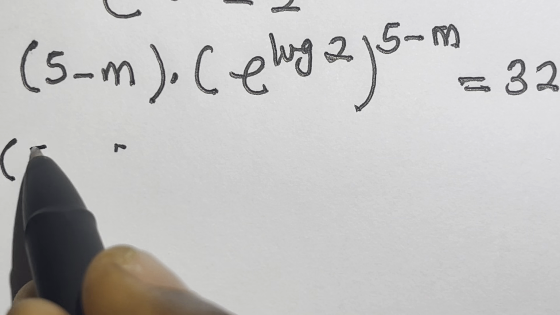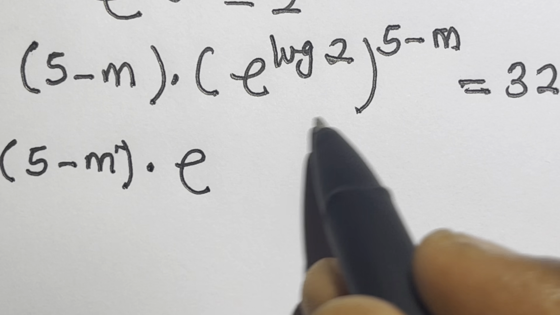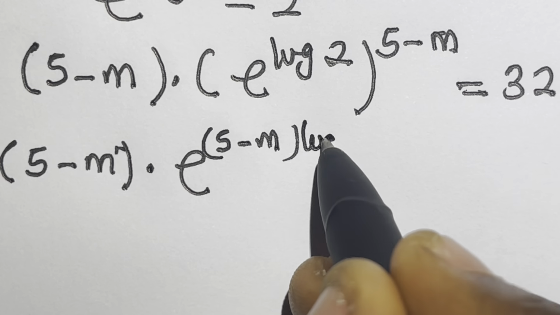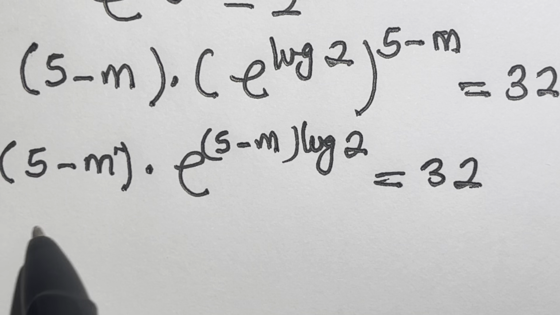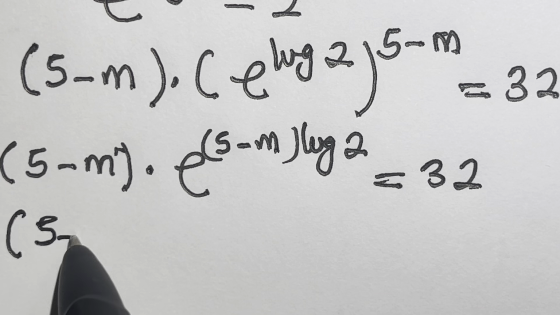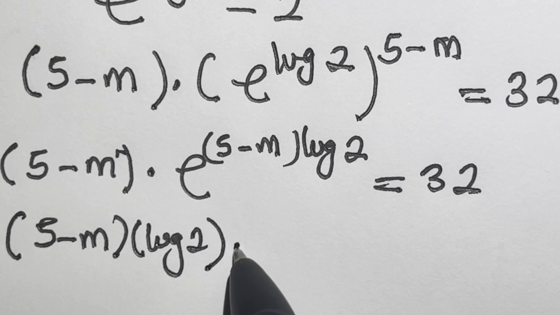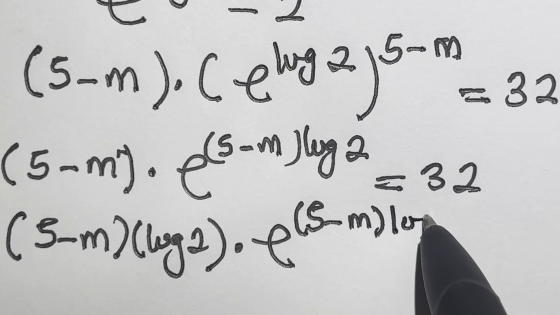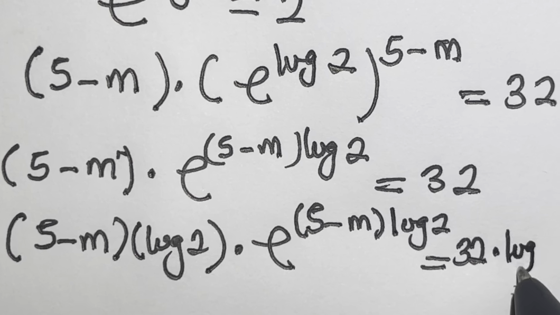So we have 5 minus m multiplied by log 2 equals 32. Now we multiply both sides by log 2. If you multiply both sides by log 2, we are going to have 5 minus m log 2 multiplied by exponential 5 minus m log 2 equals 32 times log 2.